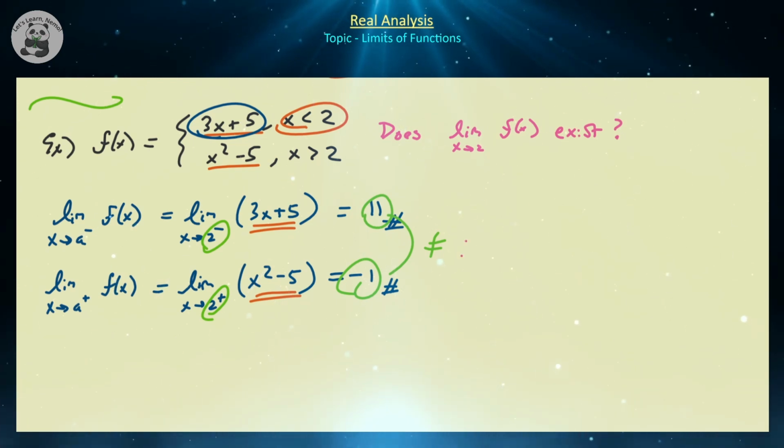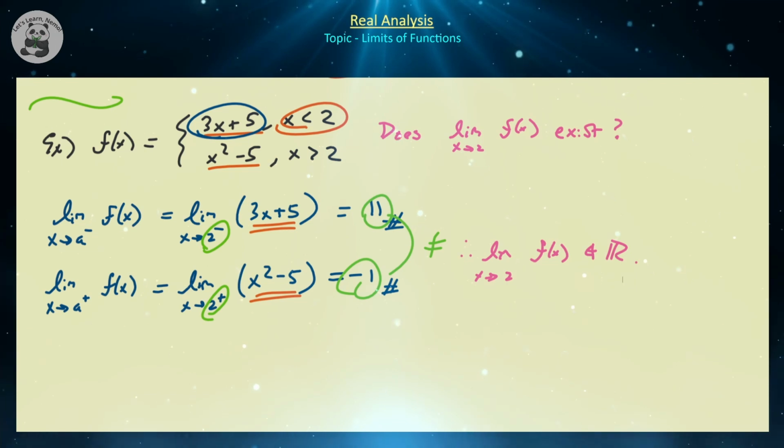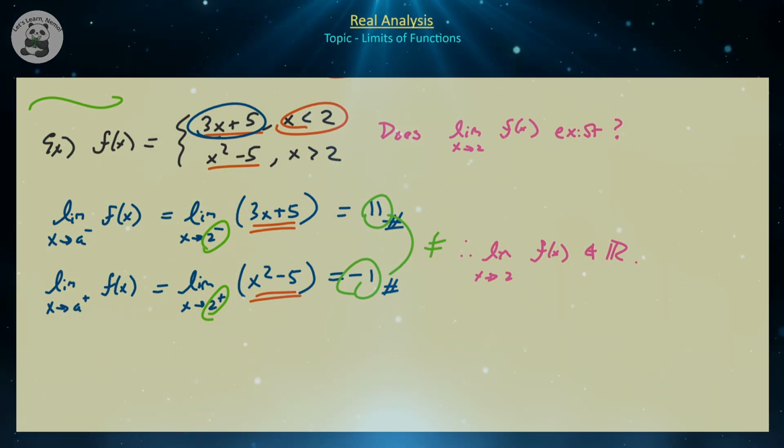Therefore, by that previous theorem, we have that the limit as x approaches 2 of f of x does not exist in the set of real numbers. So that's how you can prove that limits do not exist using the one-sided definitions to assist you.